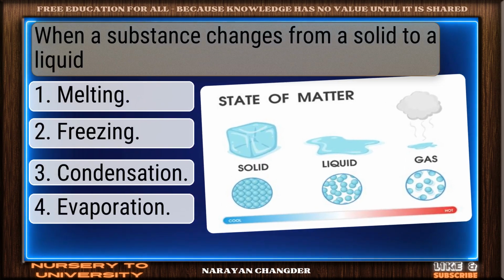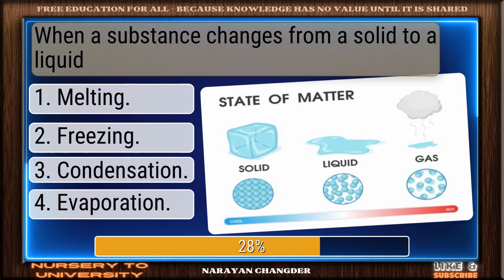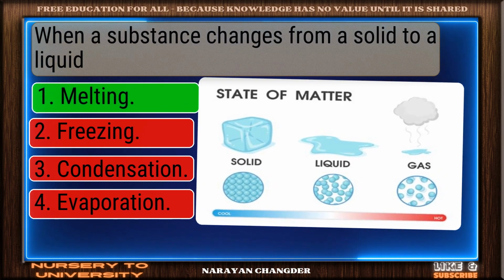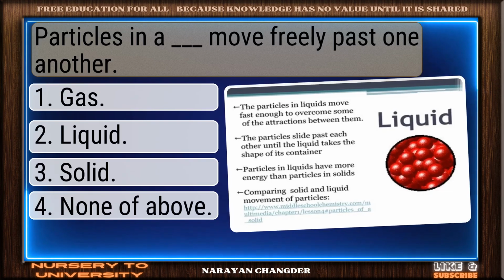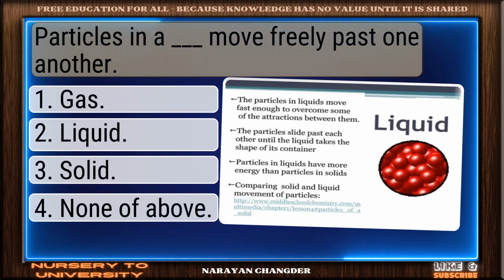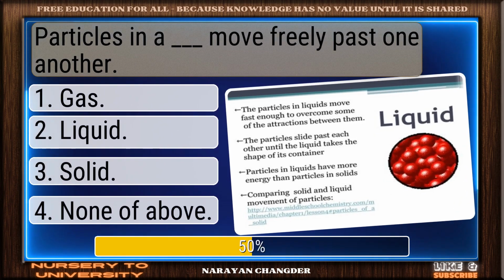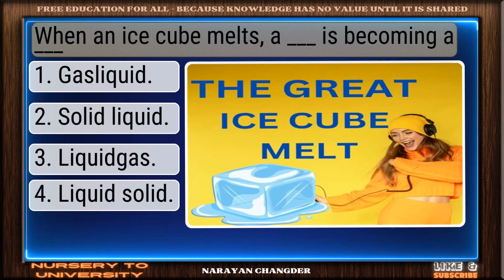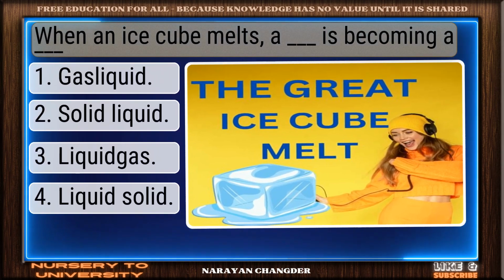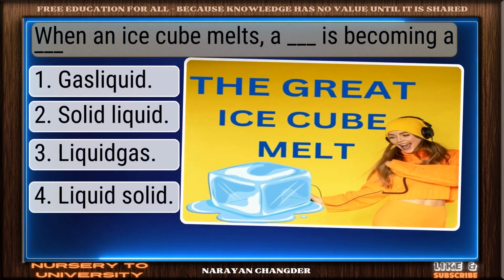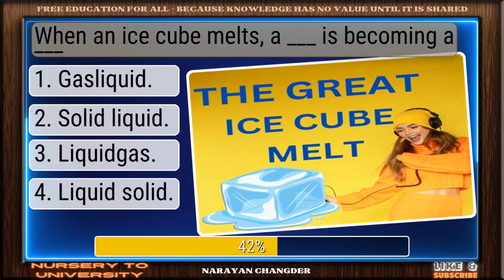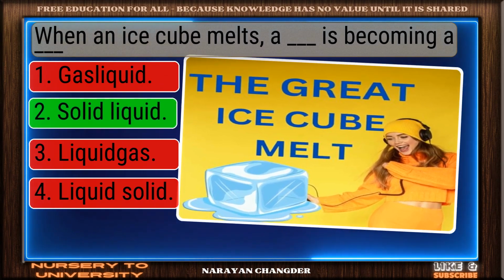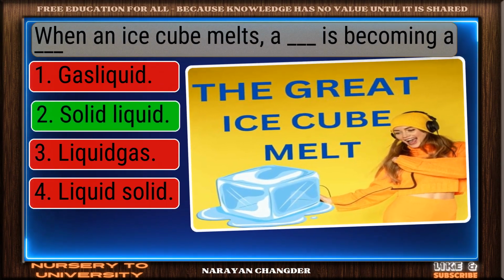When a substance changes from a solid to a liquid. Perfect. Melting is the correct choice. Particles in a dash move freely past one another. On track. Liquid is the correct answer. When an ice cube melts, a dash is becoming a dash. You're right. Solid, liquid is the correct answer.